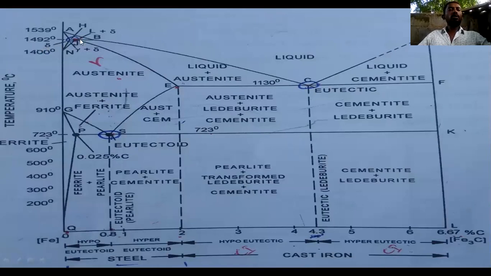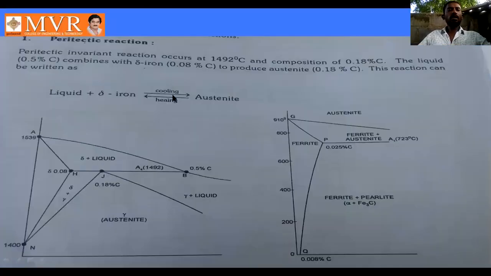1492 degrees onwards, we can observe liquid plus delta iron. When liquid plus delta iron we are heating or cooling, we can get austenite phase. So this phase we can call as the peritectic reaction. So that is the diagram here.